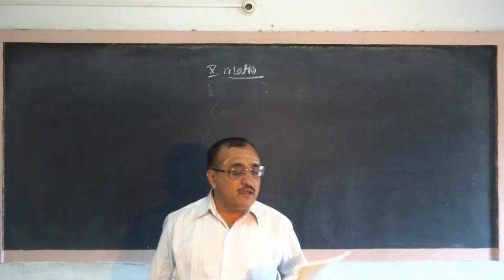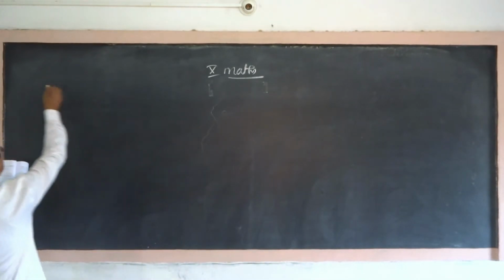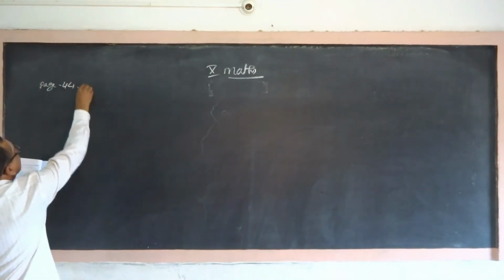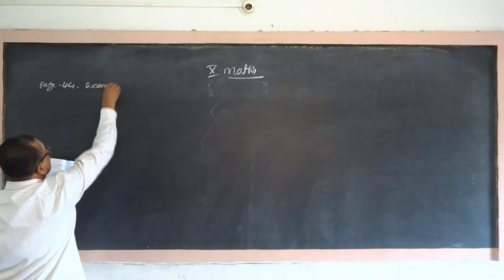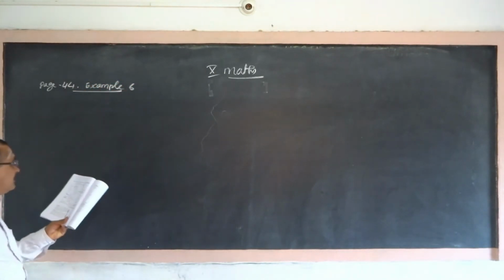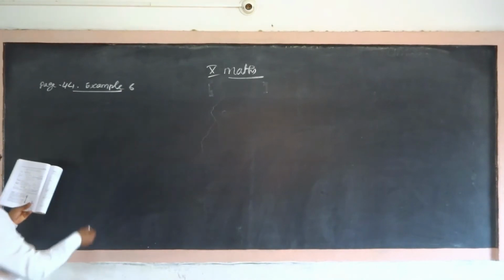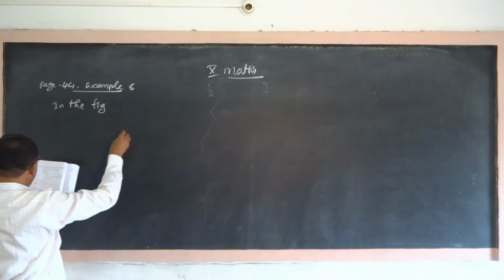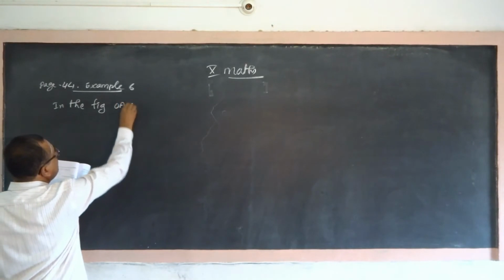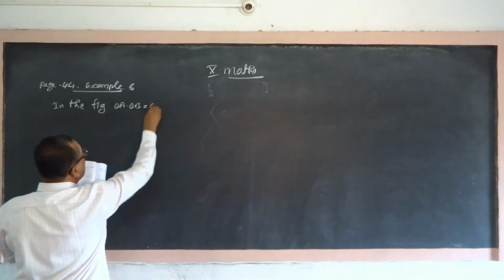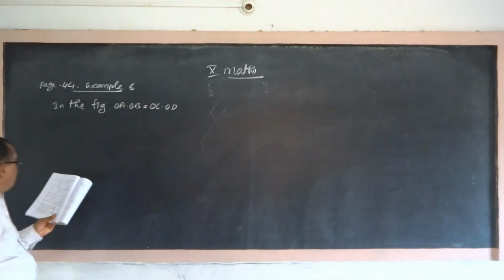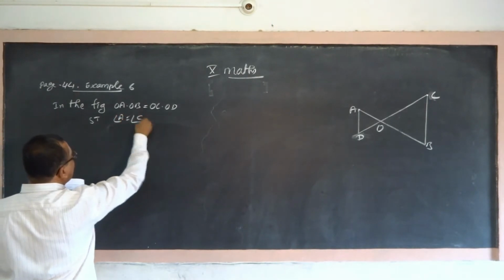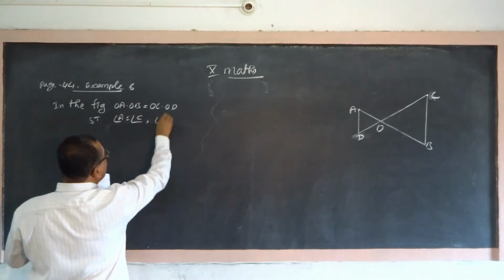So let us take page number 44, Example 6. Analyze it. What is in the figure? The problem is: in the figure OA into OB is equal to OC into OD. Show that angle A is equal to angle C, angle B is equal to angle D.